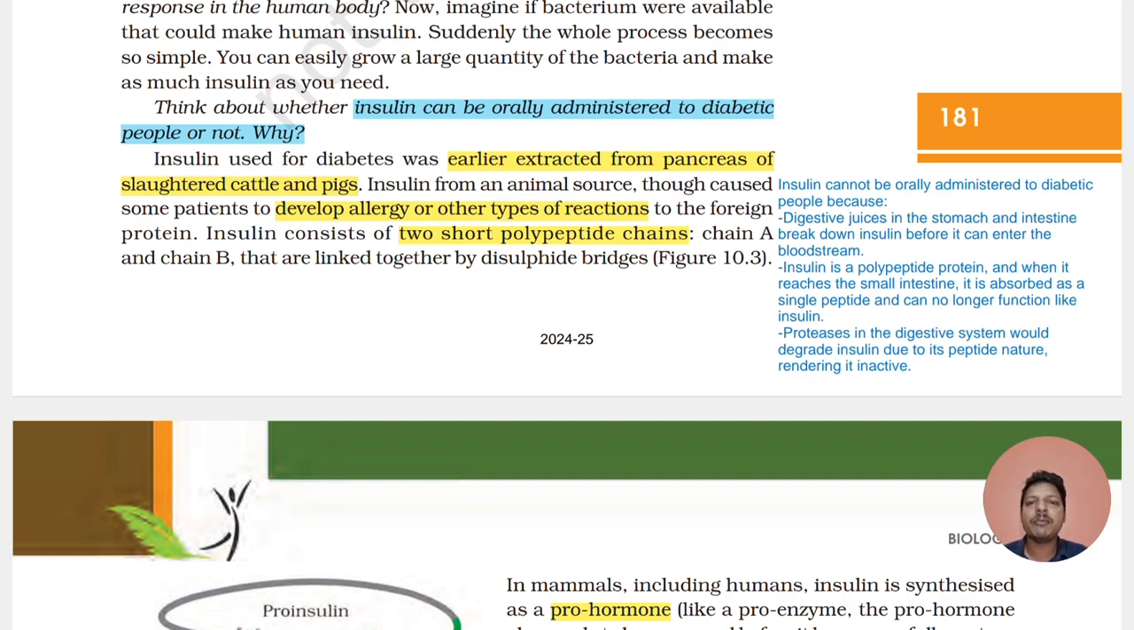Insulin used for diabetics was earlier extracted from the pancreas of slaughtered cattle and pigs. Earlier, in older times, insulin from an animal source caused some patients to develop allergy or other types of reactions to the foreign protein, because insulin consists of two short polypeptide chains, chain A and chain B, that are linked by disulfide bridges.